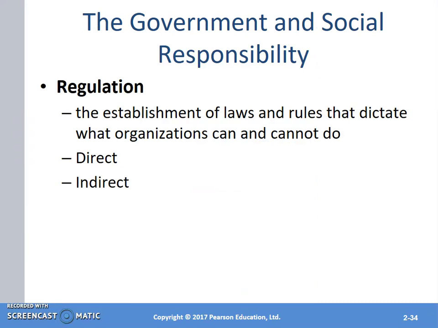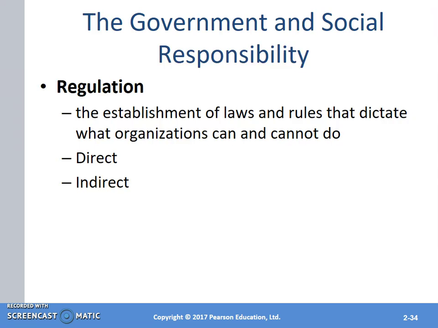Okay, and then when we talk about the government and social responsibility, the government has to put in regulation, the establishment of laws and rules that dictate what the companies can and cannot do. Okay, as I mentioned to you.